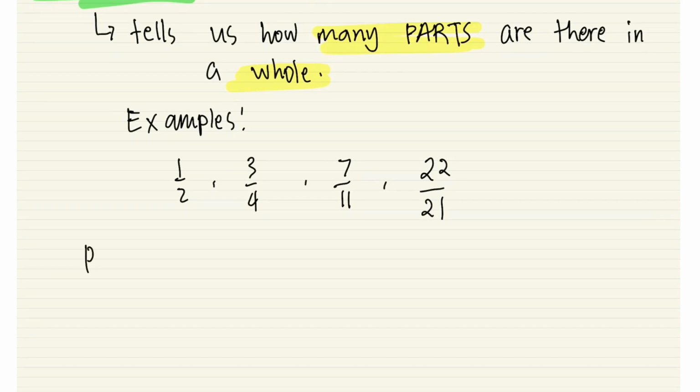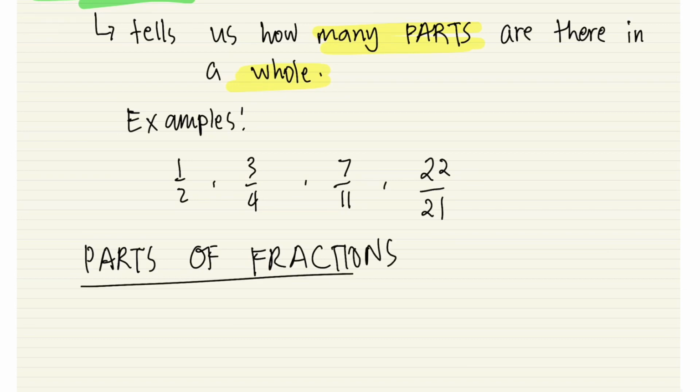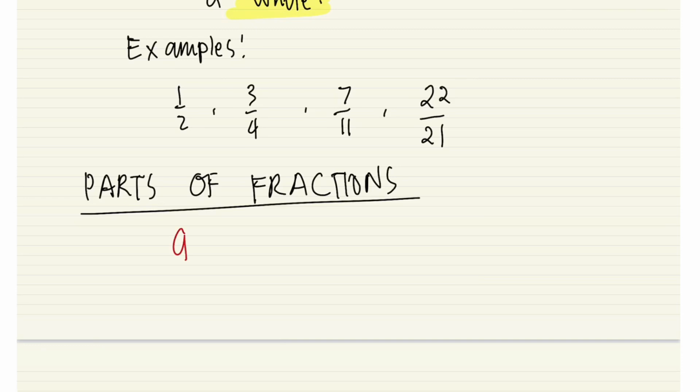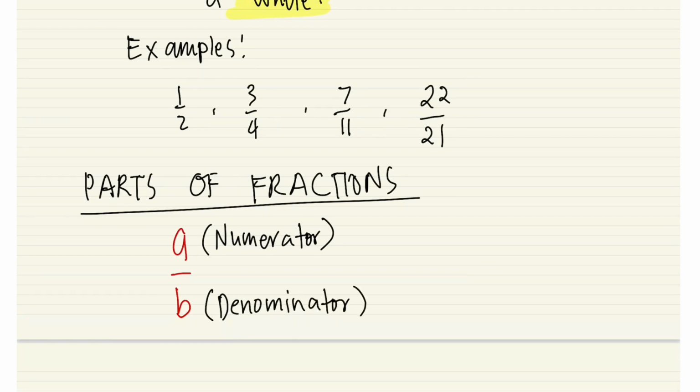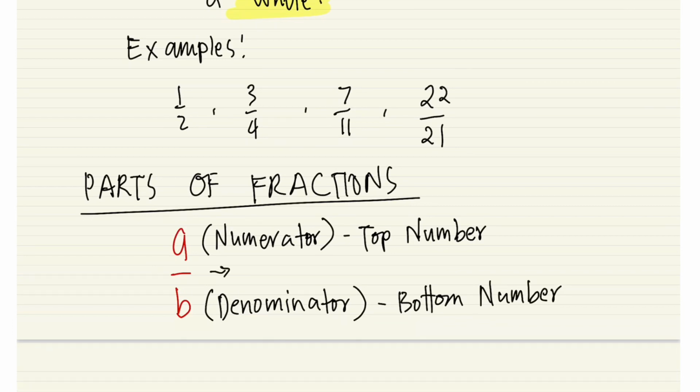Now what are the parts of a fraction? How do we name them? Say we have a over b. A here stands for the numerator, and b here stands for the denominator. The numerator is the top number, while the denominator is the bottom number. And this line here in the middle is what we call the fractional bar.